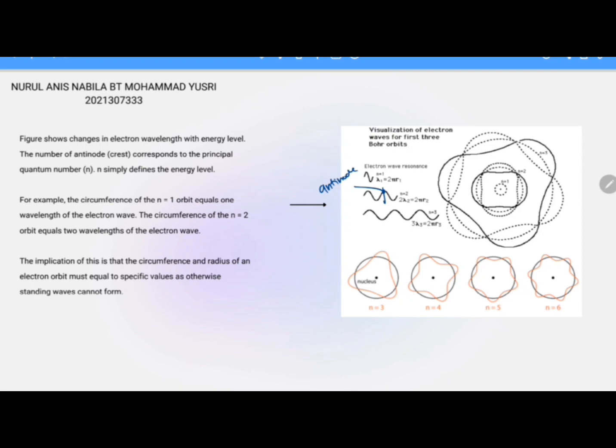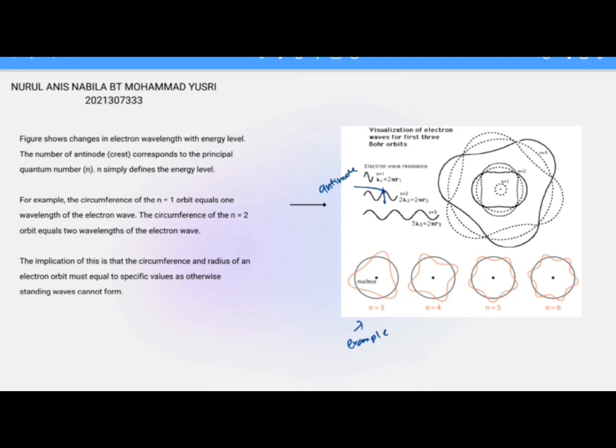So for example, the circumference of the n equals 1 orbit equals 1 wavelength of the electron wave. The circumference of the n equals 2 orbit equals 2 wavelengths of the electron wave. You can see it in this example. The implication of this is that the circumference and the radius of an electron orbit must equal specific values, as otherwise standing waves cannot form.